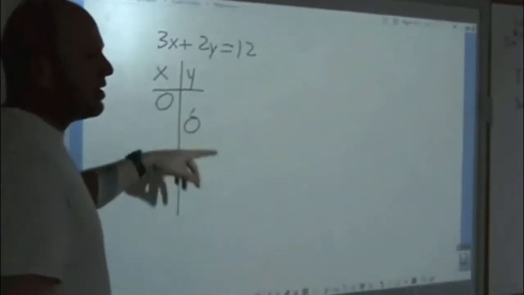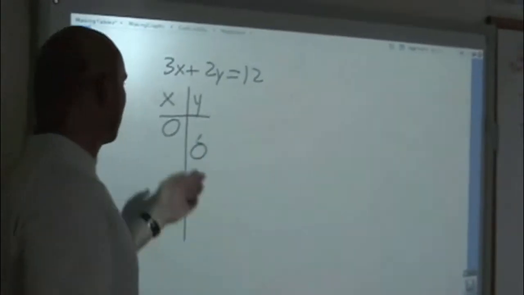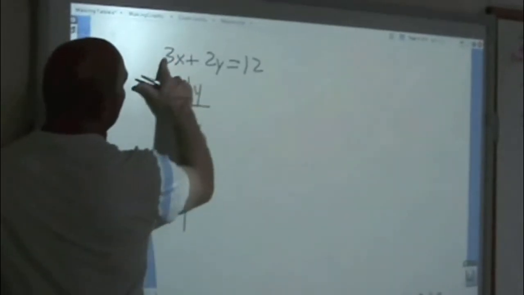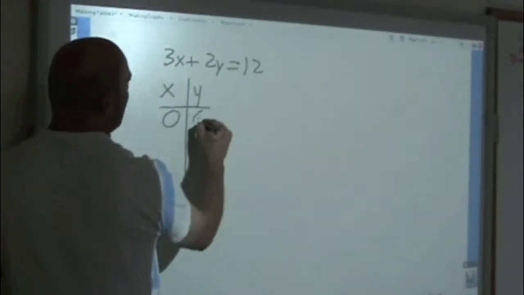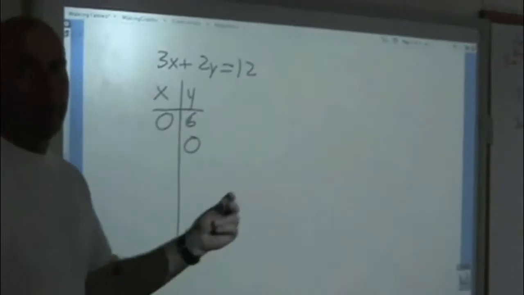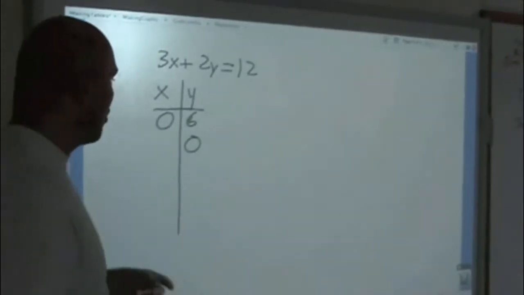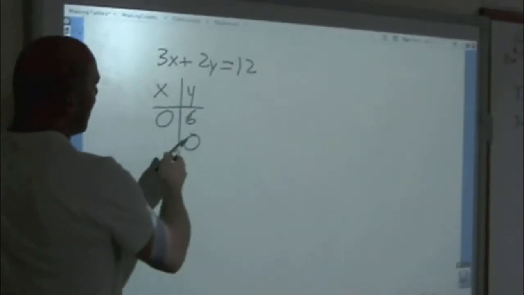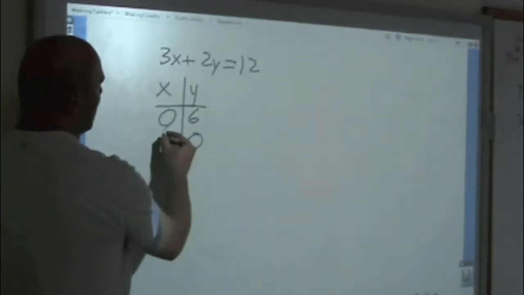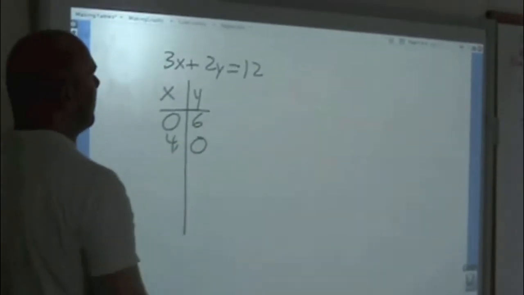Zeros always make things easier because as soon as I plug in x is 0, this part goes away and I'm left with 2y equals 12. So y has to be 6. So there's a point without having had to do a whole lot of work. If I plug in y is 0, I get 3x is equal to 12, so x is equal to 4. So there's two points that are just involving the 0.